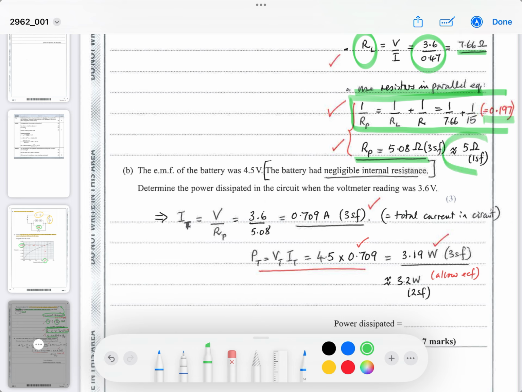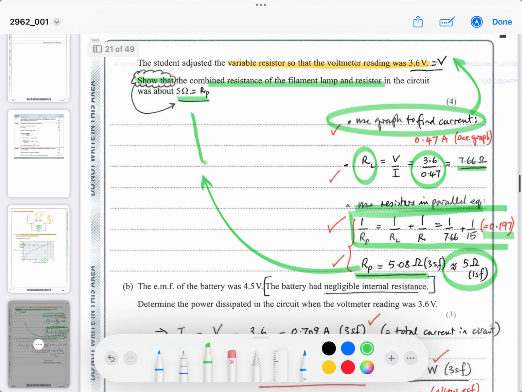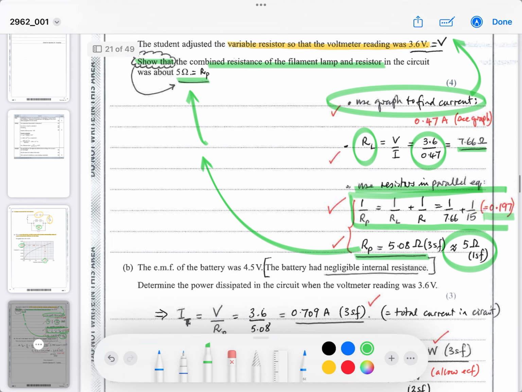Therefore, to 1 significant figure, you have shown that, yes, it is what they asked in the question, which was to show that it is 5 ohms. Okay? Hope that makes sense.